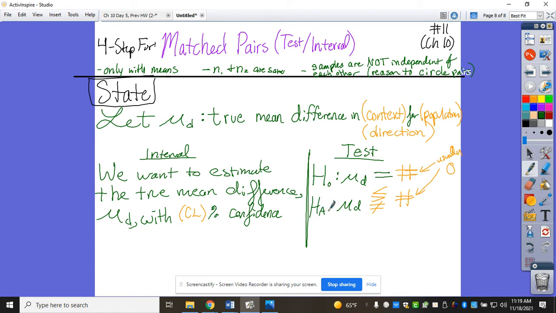And it is a test, so what else do I define in state? Alpha. And then, same as always, you'd use 0.05 if one wasn't given.